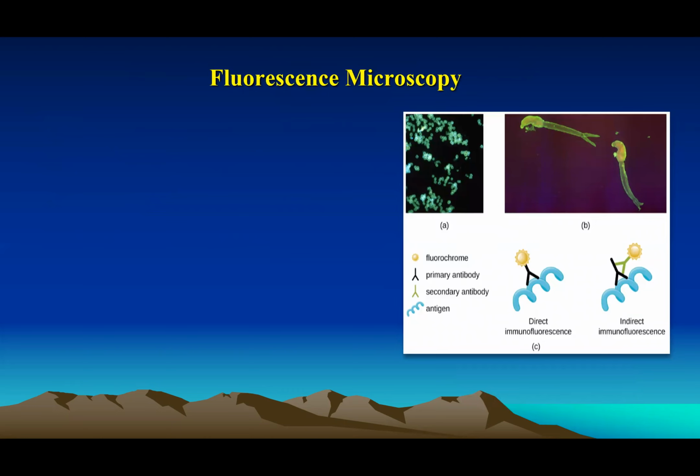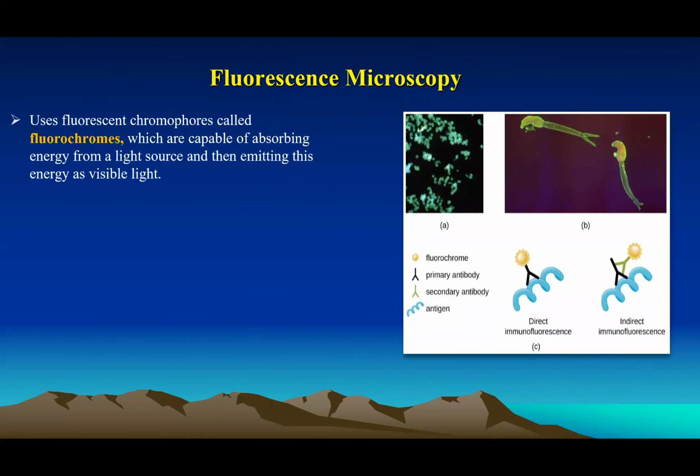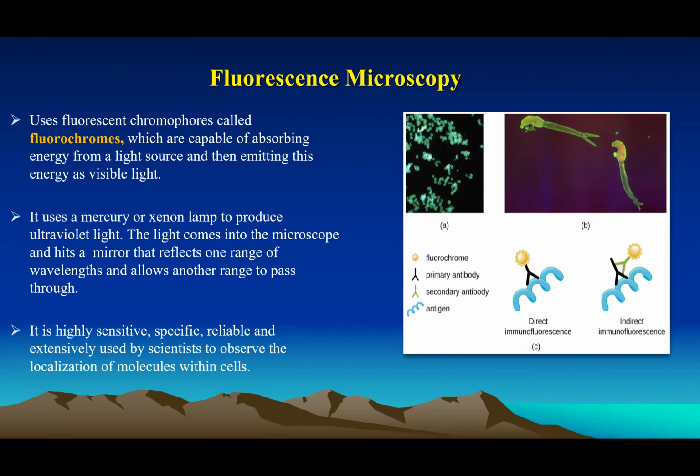In fluorescent microscopy, fluorescent dyes will be used. They are called fluorescent chromophores or fluorochromes that are capable of absorbing energy from the light source and emitting the energy as visible light. We are going to use a fluorescent dye and also a special UV lamp to light up the specimen. This is very useful for studying proteins inside a cell. Here's some immunology going on with antigens and antibodies that can be visualized with fluorescent microscopy. It's very sensitive, specific, reliable, and this is made for observing the localization of molecules inside a cell.